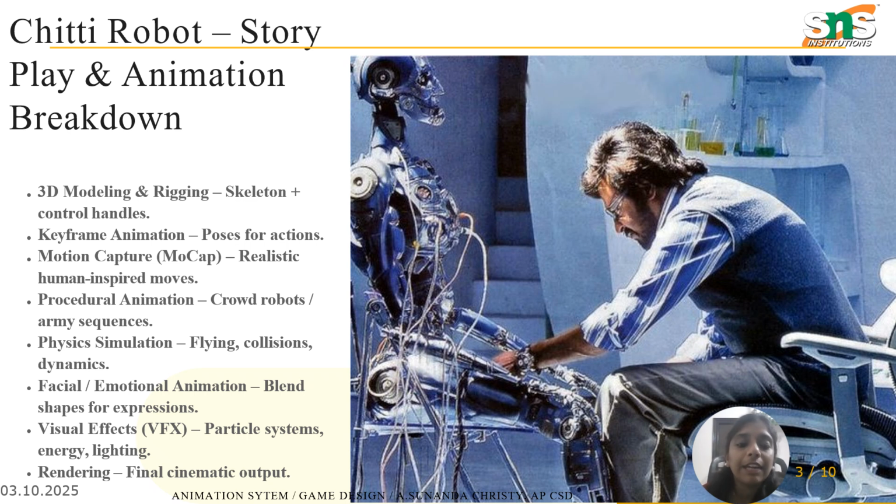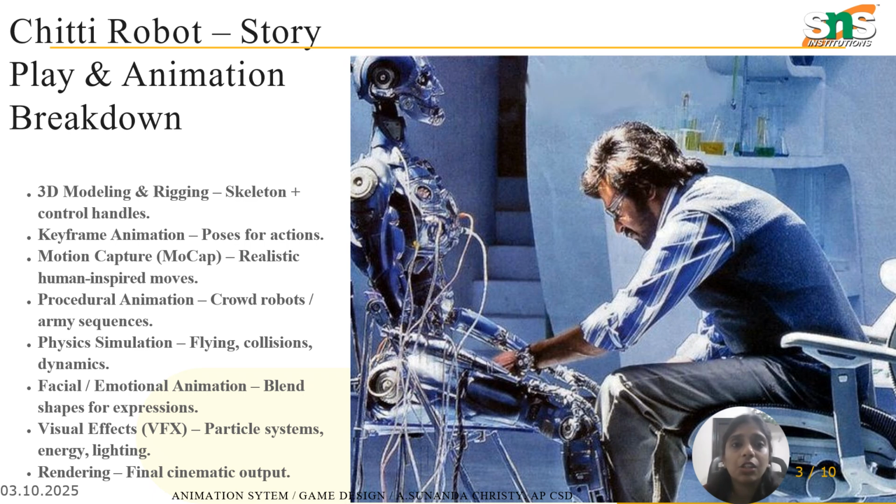Next is keyframe animation. Even here the keyframe animation has taken place: the poses for actions, what the actions are. Even in the Enthiran movie, the robot performs actions. It can do all types of actions. It can even do fighting just like a human, so it is more realistic. That is what comes next.